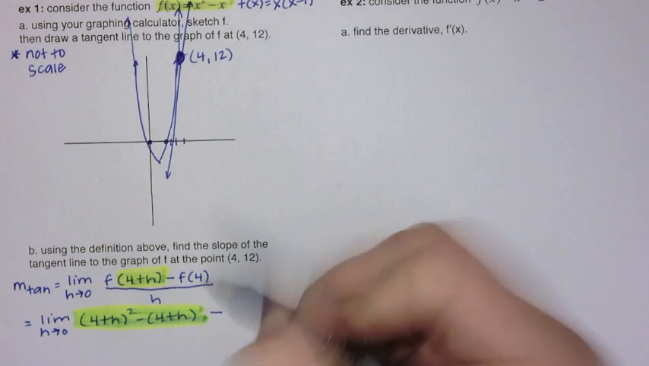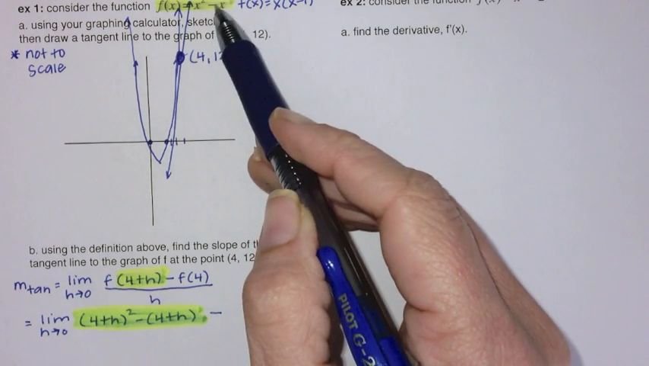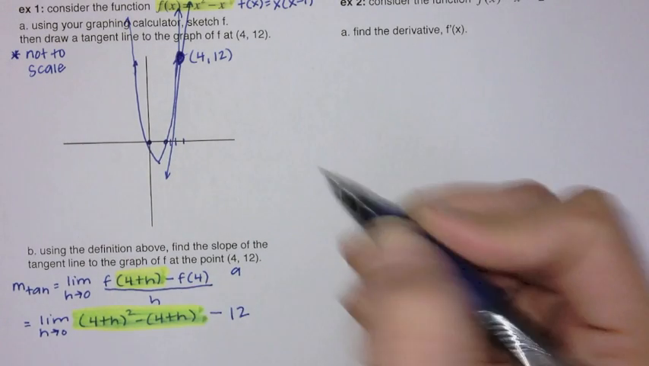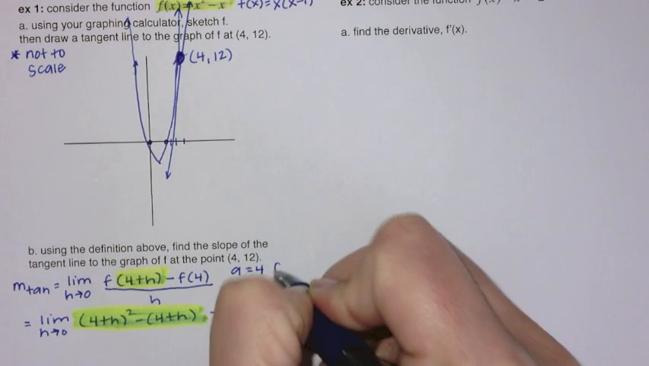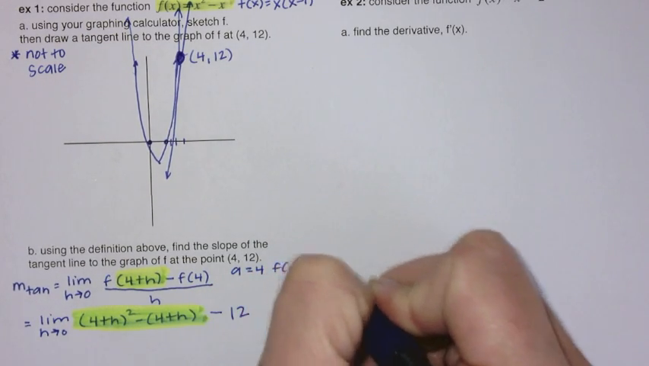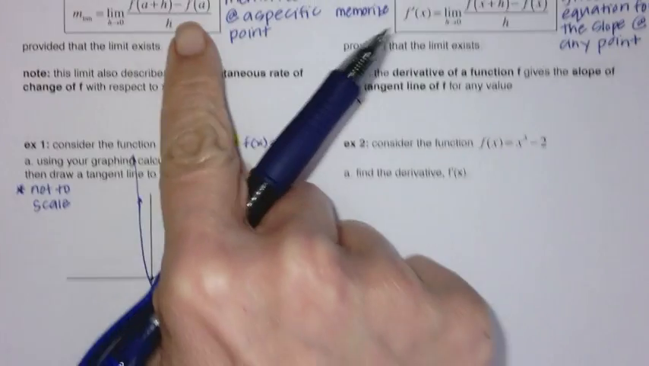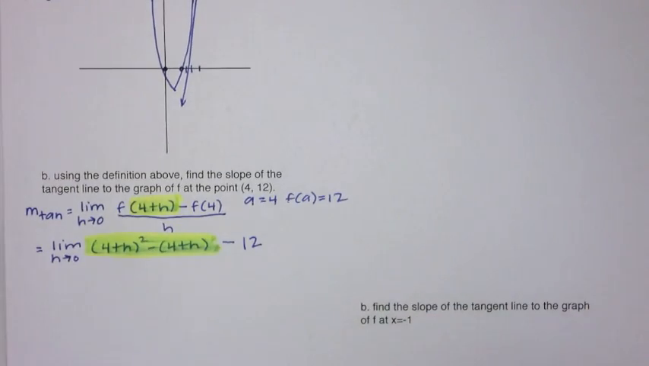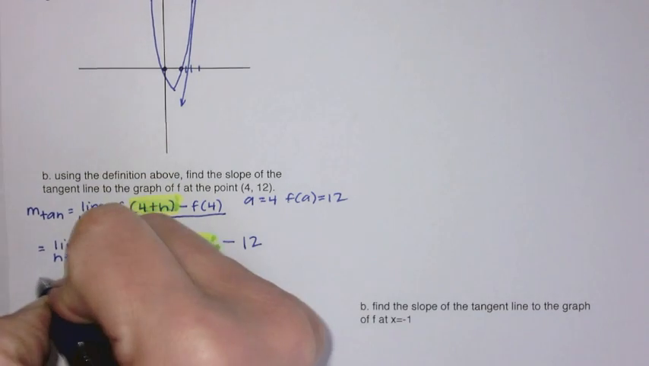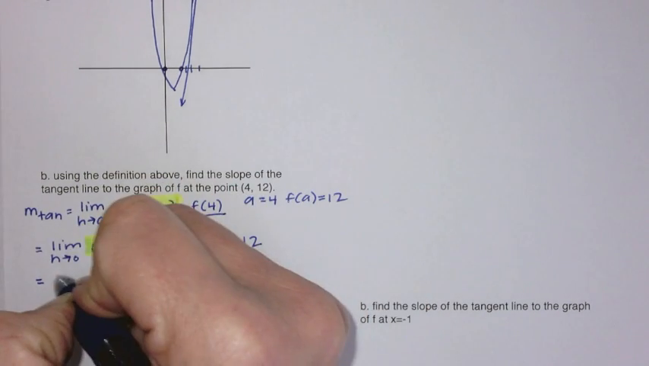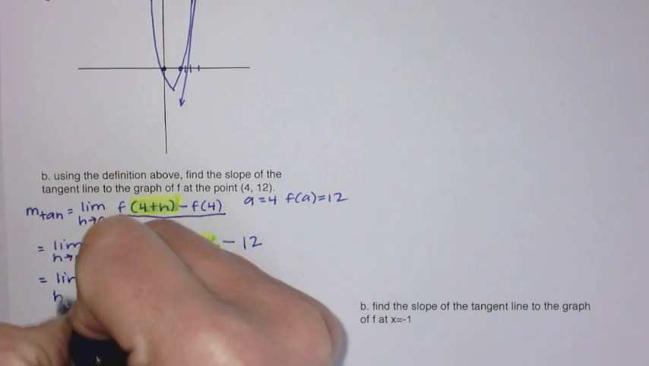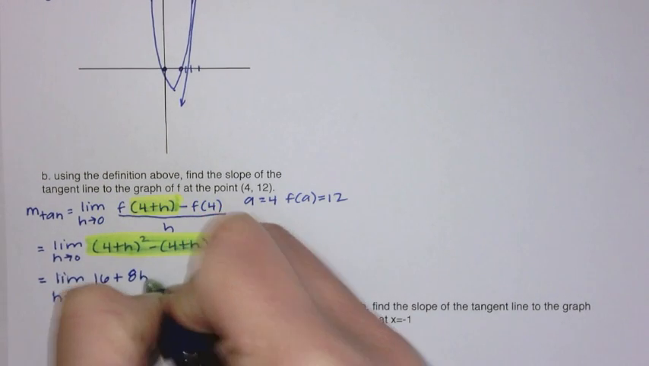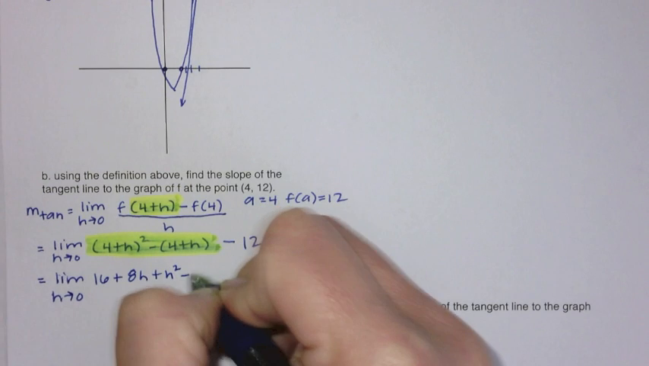So you could actually plug in 4 here to figure out what f of 4 is, but I know it's 12 because this is a and f of a is 12. And that's coming from our definition up here. I'm just using that. We already wrote x and y. Okay, so then we just need to keep going here. So we go, which equals the limit as h approaches 0 of 16 plus 8h plus h squared. So I'm foiling.